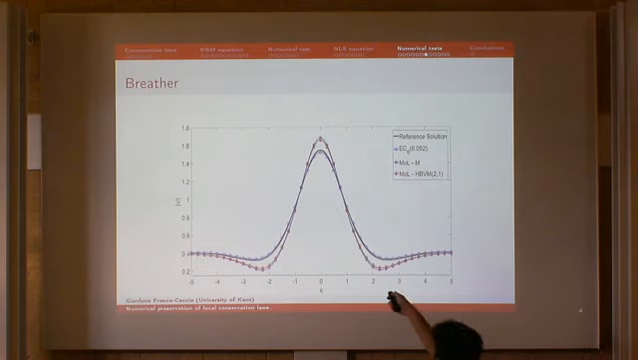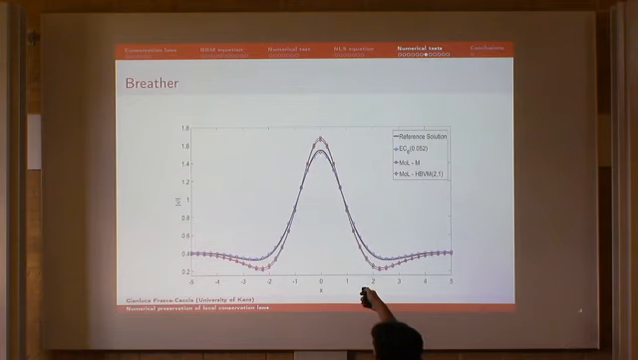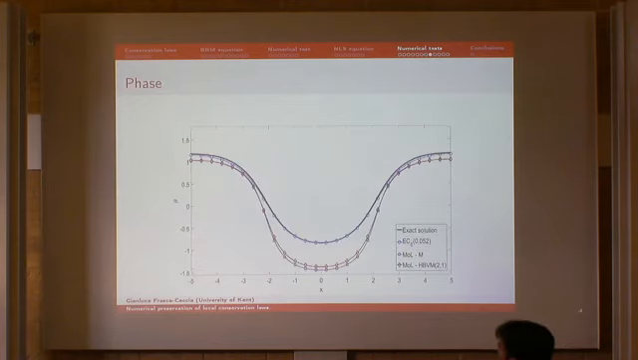You have an error here in the modulus, which is about 0.2. But if you check the phase, it will be even worse for the known schemes, whereas our scheme is approximating very well both the phase and the modulus. It deserves some more words.